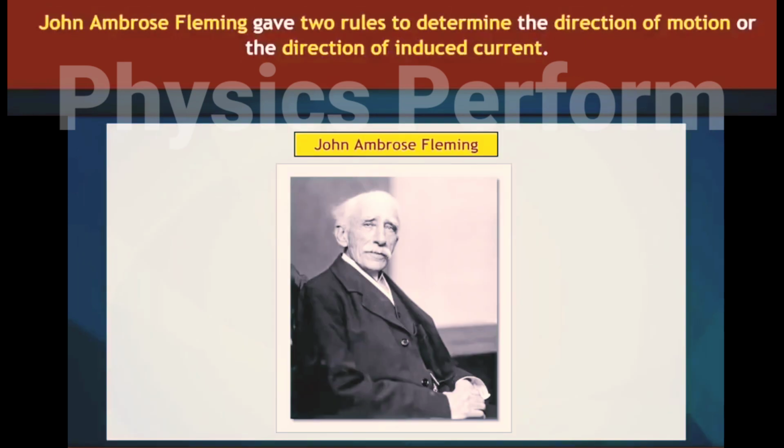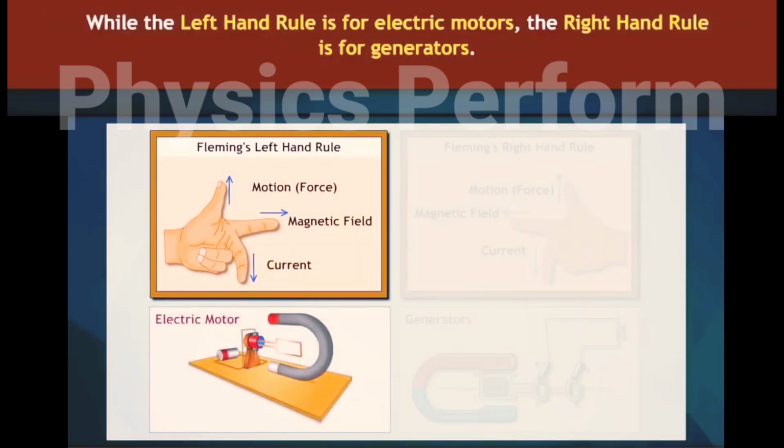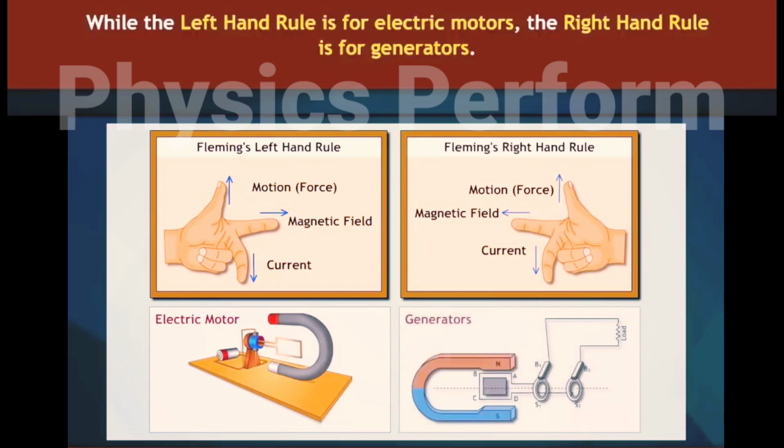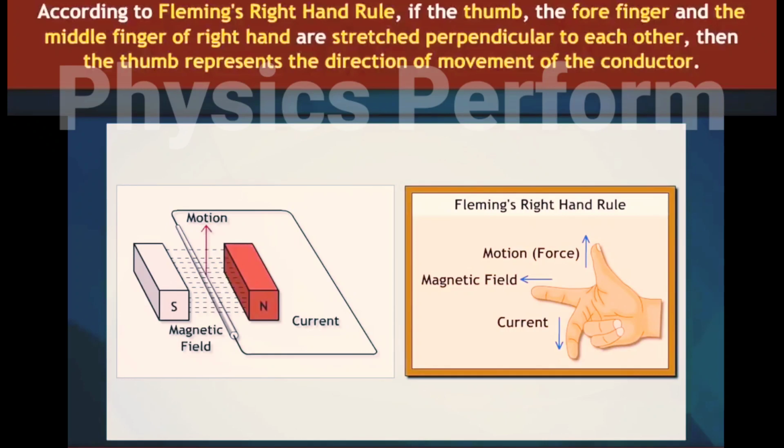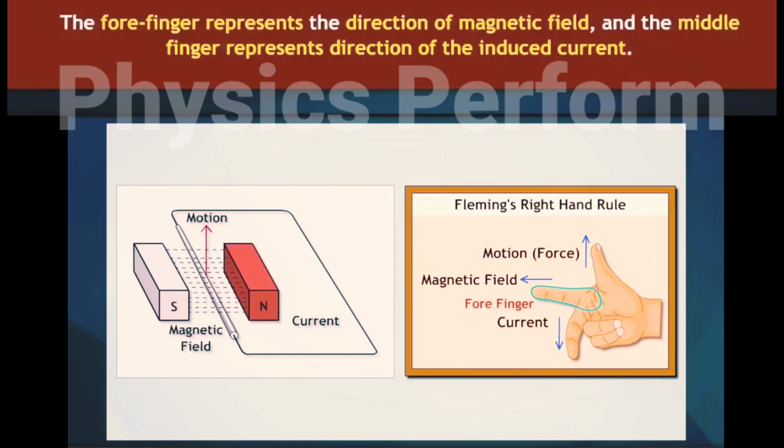John Ambrose Fleming gave two rules to determine the direction of motion or the direction of induced current. While the left-hand rule is for electric motors, the right-hand rule is for generators. According to Fleming's right-hand rule, the thumb, forefinger and middle finger of the right hand are stretched perpendicular to each other. If the thumb represents the direction of movement of the conductor, the forefinger represents the direction of the magnetic field, and the middle finger represents the direction of the induced current.